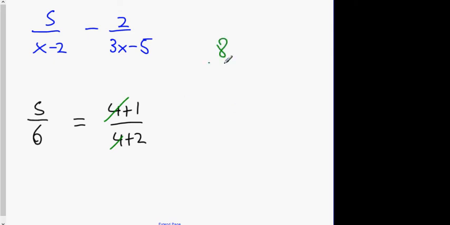8 over 6. Okay? It's the same thing as 4 over 3, right? Now imagine I change 8 over 6 into this. I'm going to change it into 4 multiplied by 2, divided by 3 multiplied by 2. Is it still the same question? 4 multiplied by 2 is 8. 3 multiplied by 2? 6.